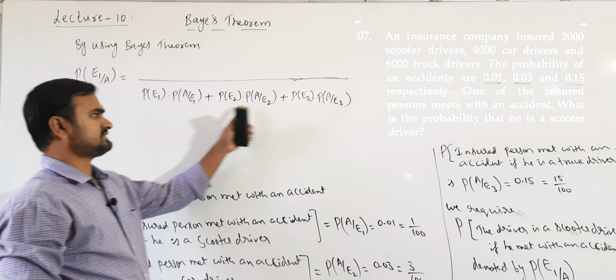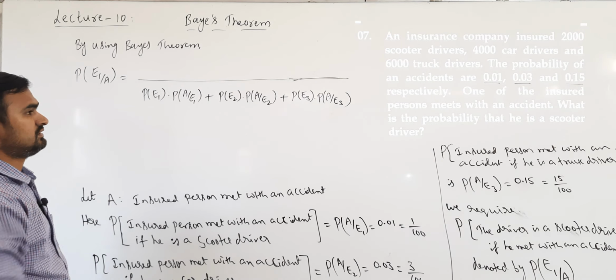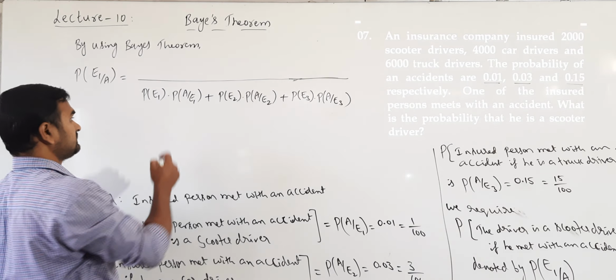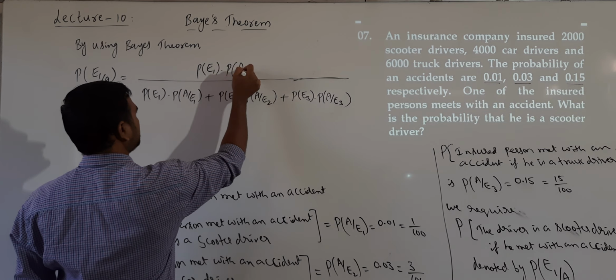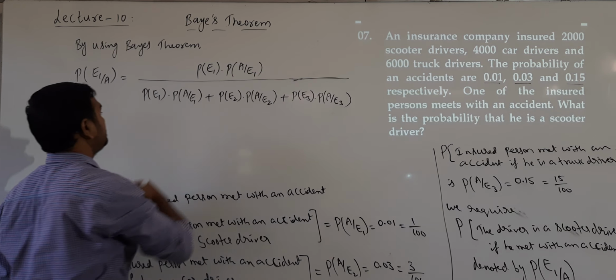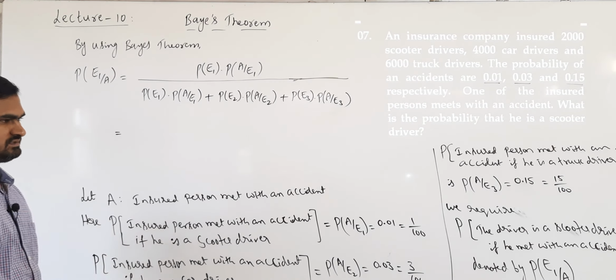So out of these three cases, which case are we interested in? The first case, where the insured person is a scooter driver. So write this one case in the numerator, P of E1 into P of A given E1. We know all the probabilities, substitute and simplify.